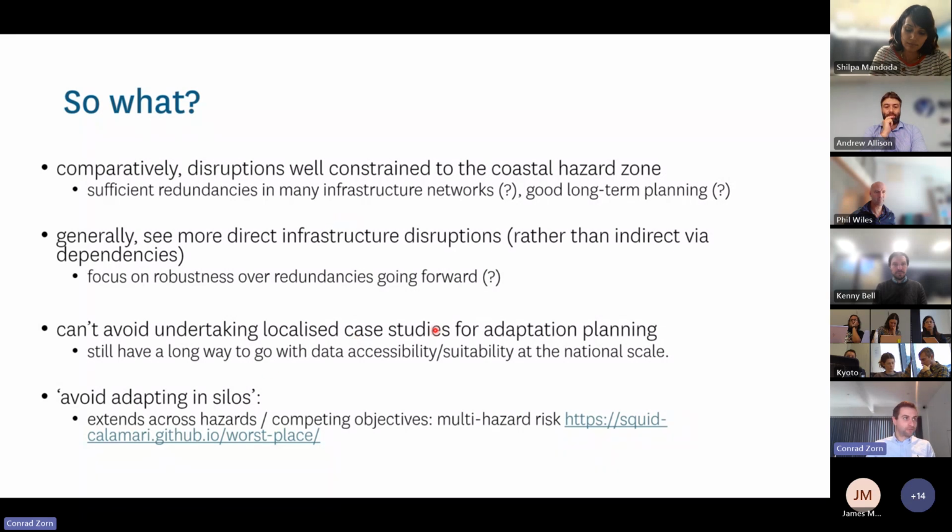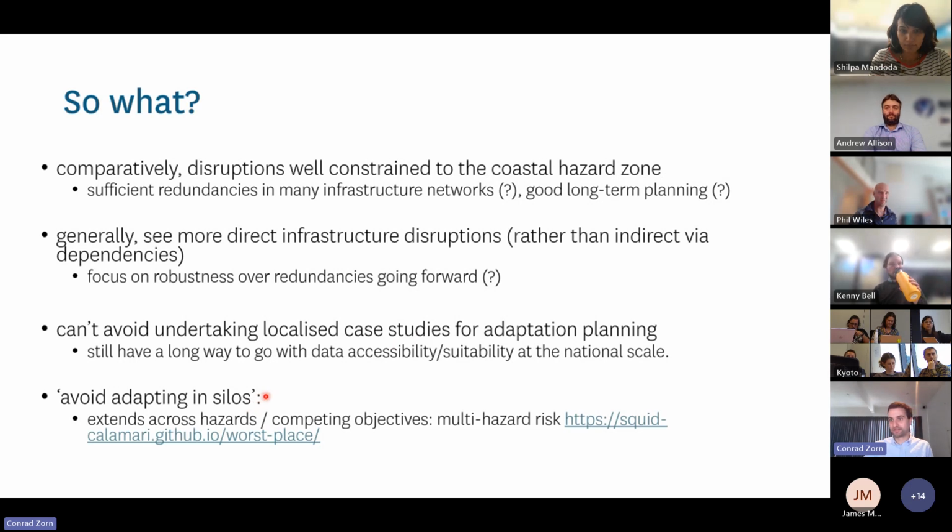We still have a long way to go in terms of data accessibility and suitability. I'm sure we're all singing from the same song sheet there about data availability. So while this highlights key areas to look at, we can't avoid undertaking localized case studies when it gets down to actual adaptation planning. I would love to have an all-singing, all-dancing model so we can do adaptation at the national scale, but unfortunately that's not the case for now or the near future.